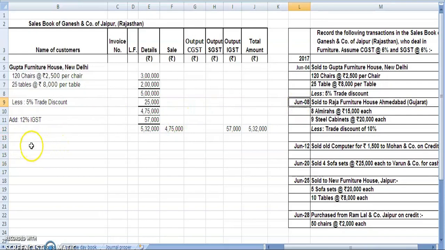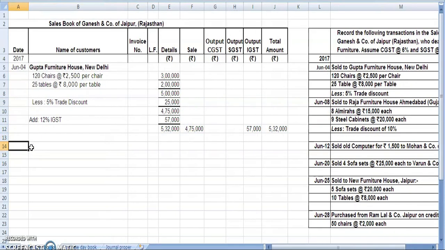Okay, so we'll write here. Next detail is June 8. Raja Furniture House, Ahmedabad, Gujarat.